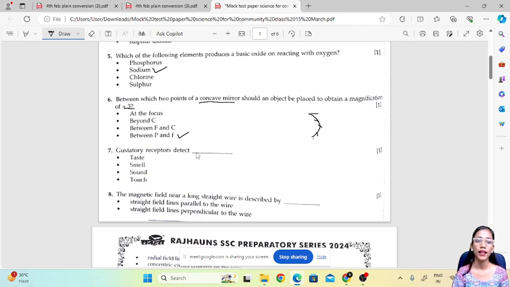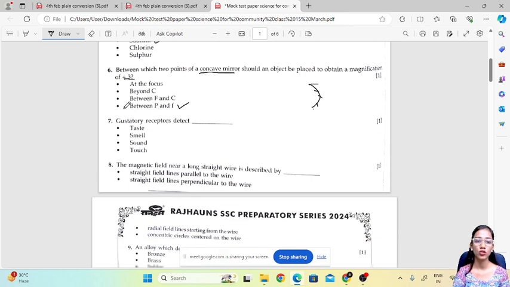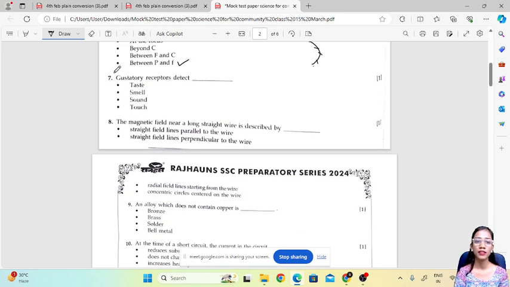Now the next question: gustatory receptors detect dash. Taste, smell, sound, touch. We know that gustatory receptors detect taste. Smell is detected by olfactory receptors, sound by auditory receptors, and touch by sensory receptors. So the correct option is taste.